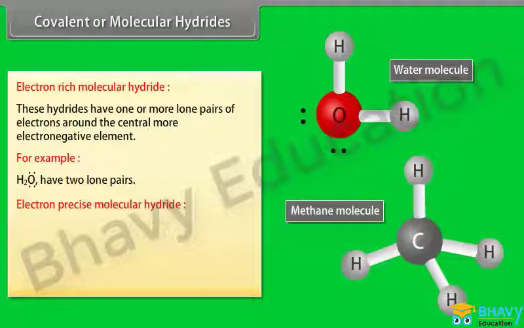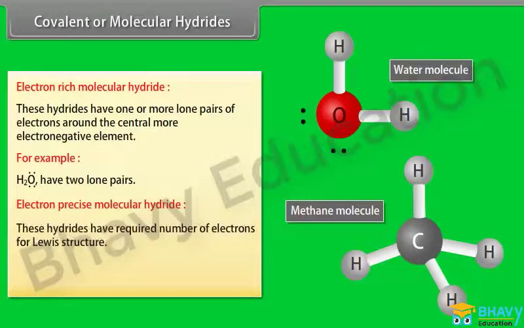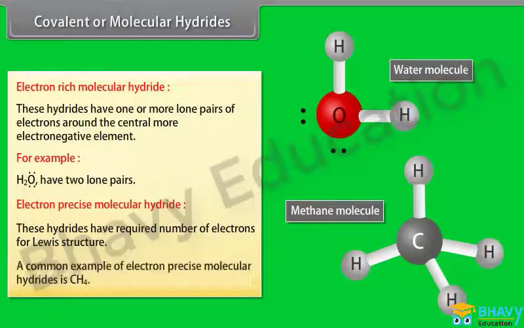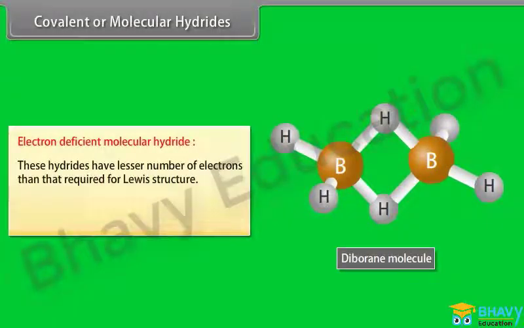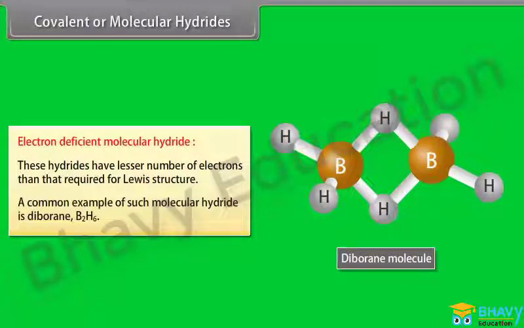Electron-precise molecular hydrides. These hydrides have the required number of electrons for a Lewis structure. A common example of an electron-precise molecular hydride is methane. Electron-deficient molecular hydrides. These hydrides have a lesser number of electrons than that required for a Lewis structure. A common example of such a molecular hydride is diborane.